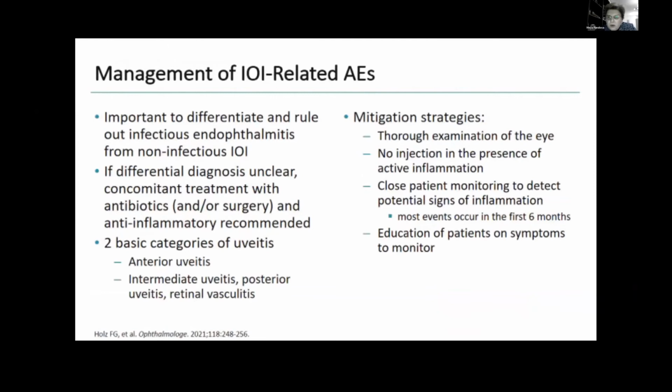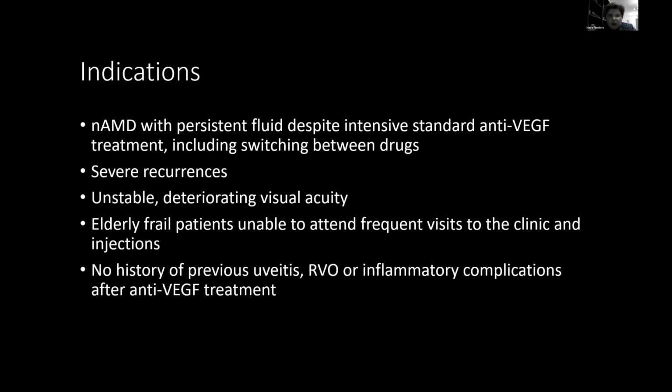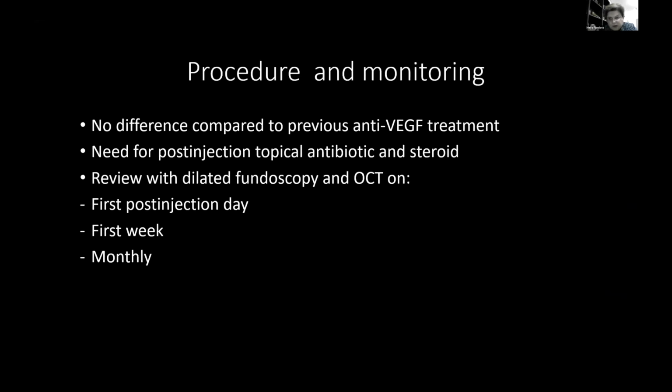Obviously, we need to be ready and prepared to monitor the patient and mitigate the inflammation if it happens. And of course, we need to differentiate it from the infectious endophthalmitis. Our indications are persistent fluid despite intensive standard treatment and switch, with severe recurrences, unstable and deteriorating vision. And these are elderly, frail people who have difficulties attending frequent appointments. Most important, to screen for risk factors.